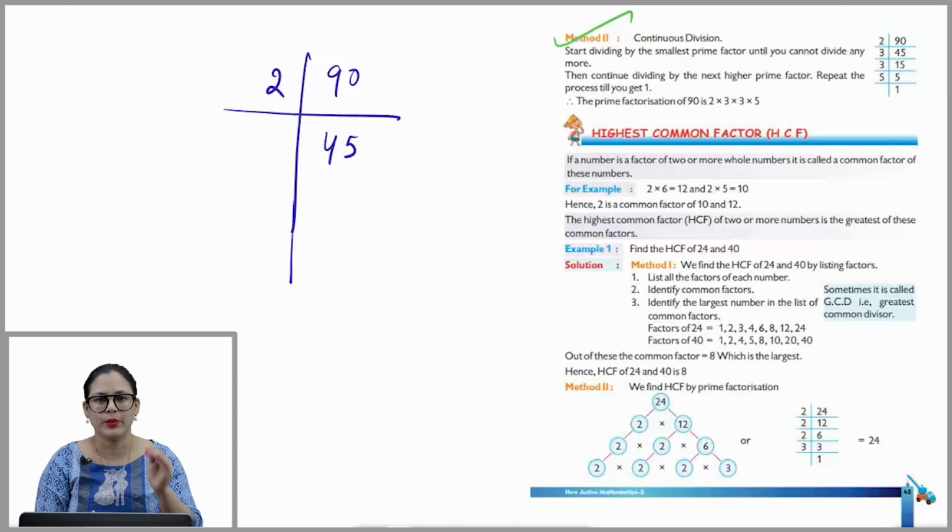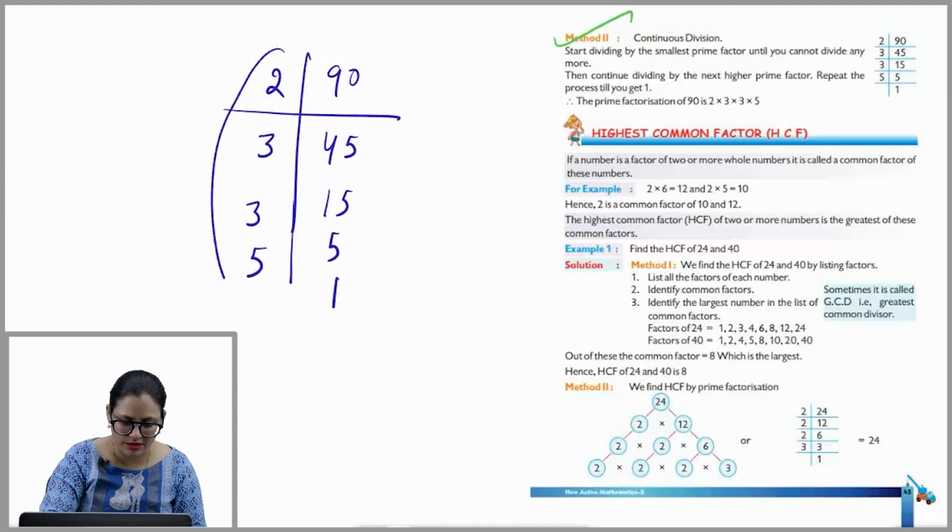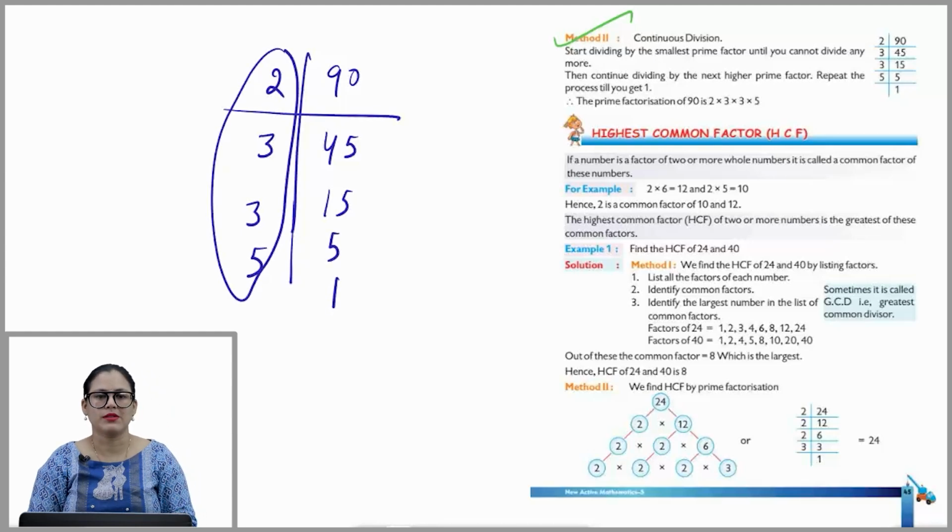Now 2 cannot divide this. Now we'll try with the next prime number, which is 3. 3, 15. 3 5s are 15, 5 1s are 5. So these are the prime factors of 90. This is the division method, or you can say continuous division, right?